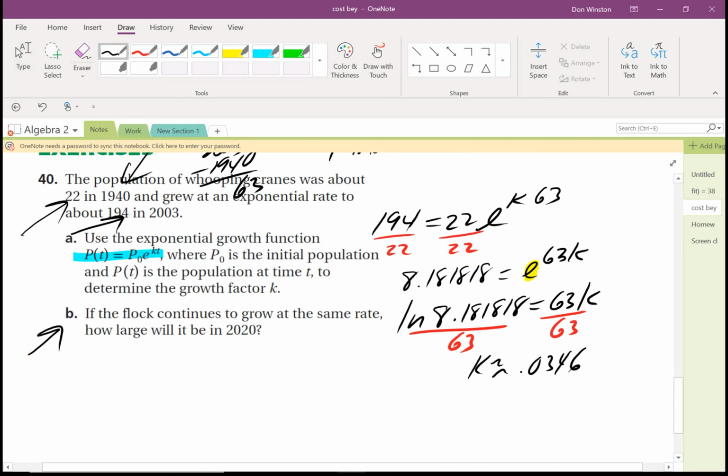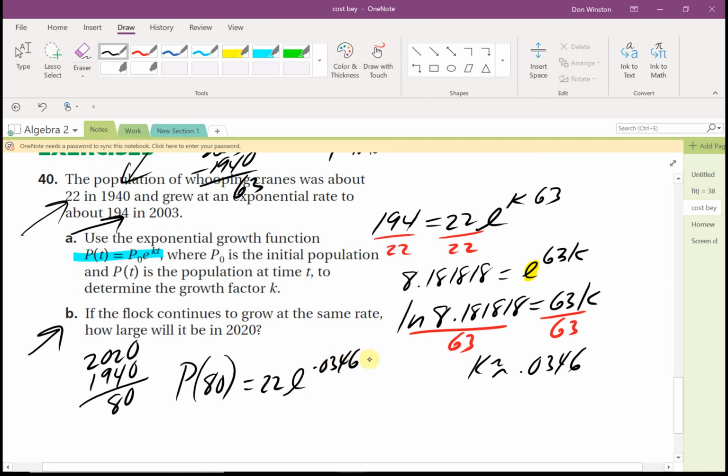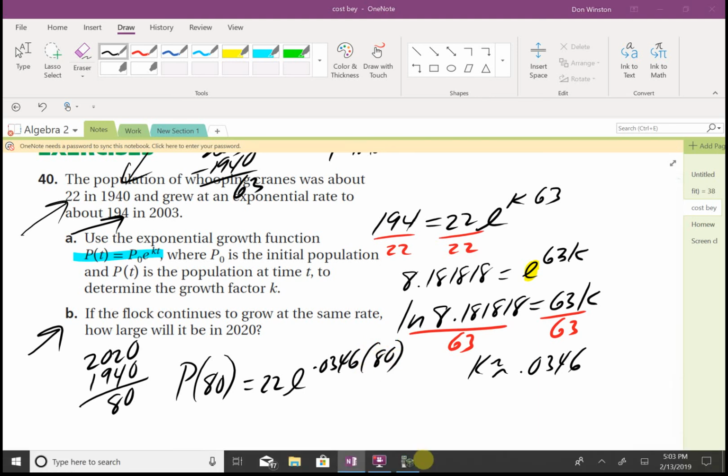If the flock continues to grow at the same rate, how large will it be in 2020? Well, let's see here. So 2020, the initial population started at 1940. That makes a total of 80 years that have gone by. So then P of t, I have my initial population is 22, and I have e, and I know that k is 0.0346, and t is 80 years. Okay, so I'll evaluate that.